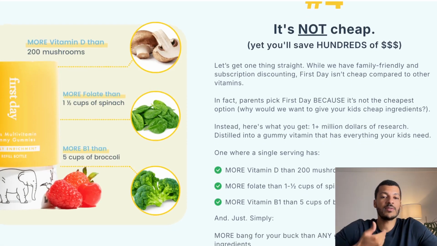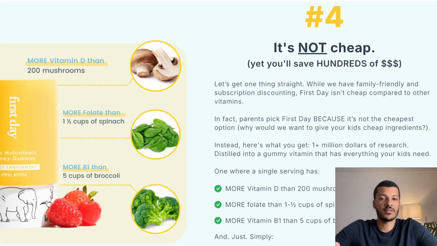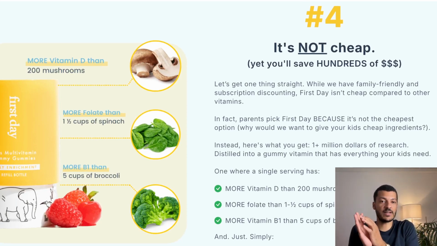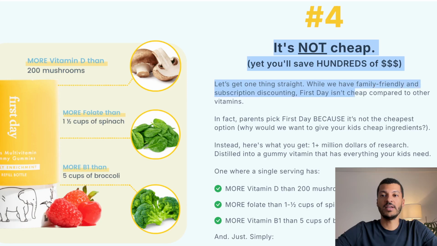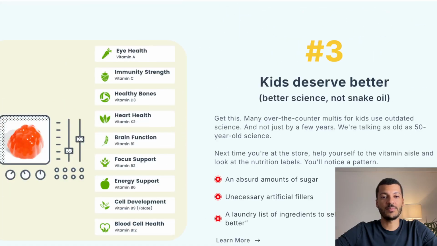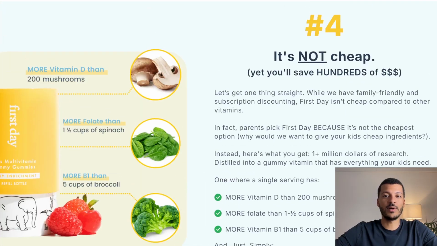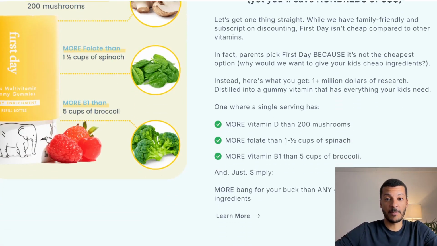Next point, it's not cheap, yet you'll save hundreds of dollars. Very important. I don't think that people would want to have cheap vitamins for their kids, because it's their kids, right? You want to feed them the best possible, yet you have to be able to afford it, right? So they tap into a very common concern: well, this sounds super nice, but most likely it's super expensive. Well, that's true, but you still save a lot of money, right?